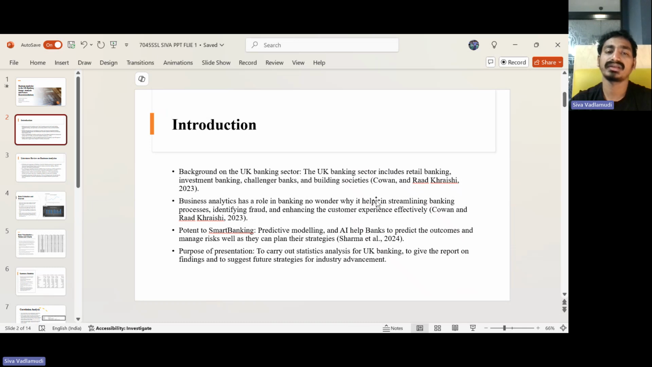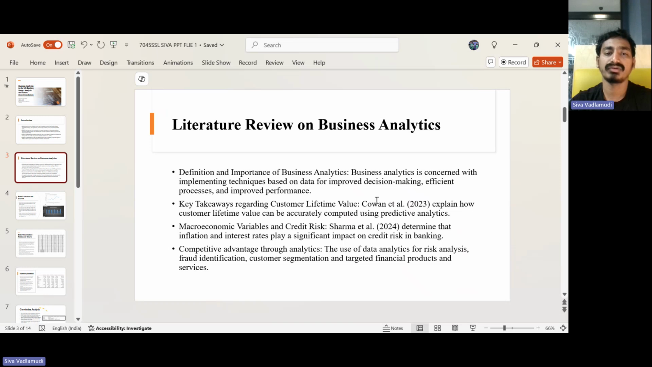Background on the UK banking sector includes retail banking, investment banking, and challenges for banks, and also a literature review on business analytics. It covers the definition and importance of business analytics and key takeaways regarding customer lifetime value, macroeconomic variables, credit risk, and competitive advantages through analytics. Business analytics forecasts improve based on the insights extracted in the banking sector, in cost average theory. This is the literature review and definition for business analytics.